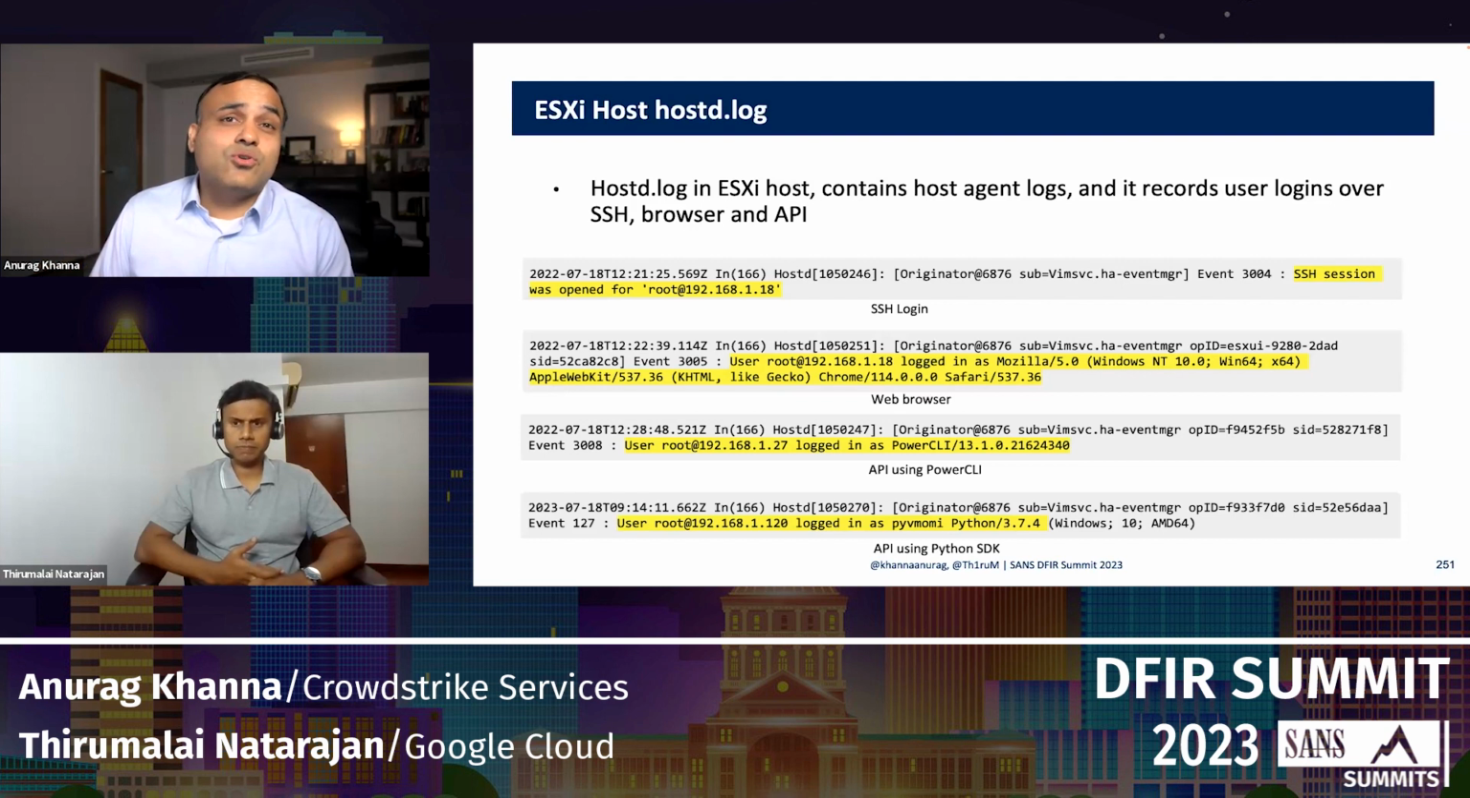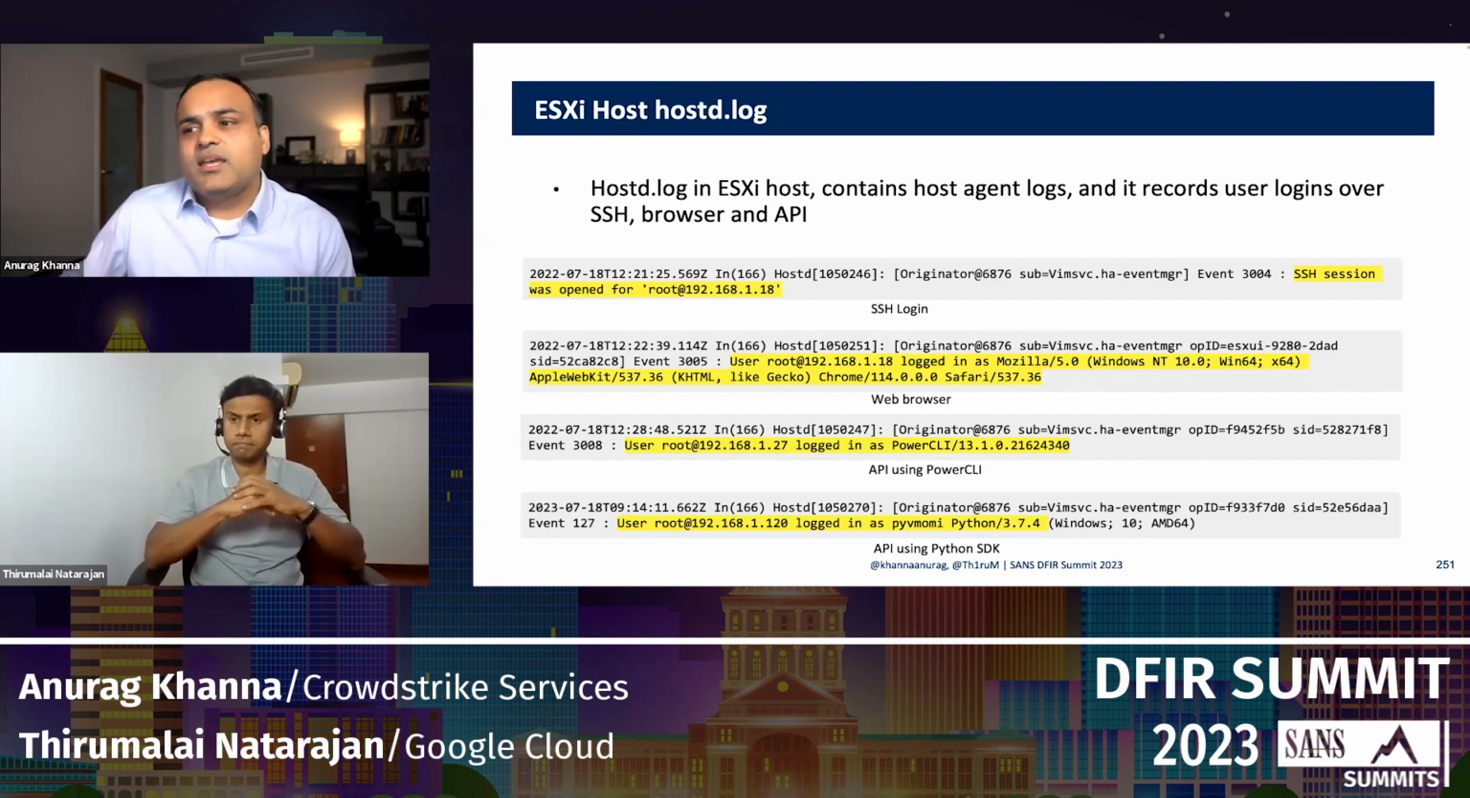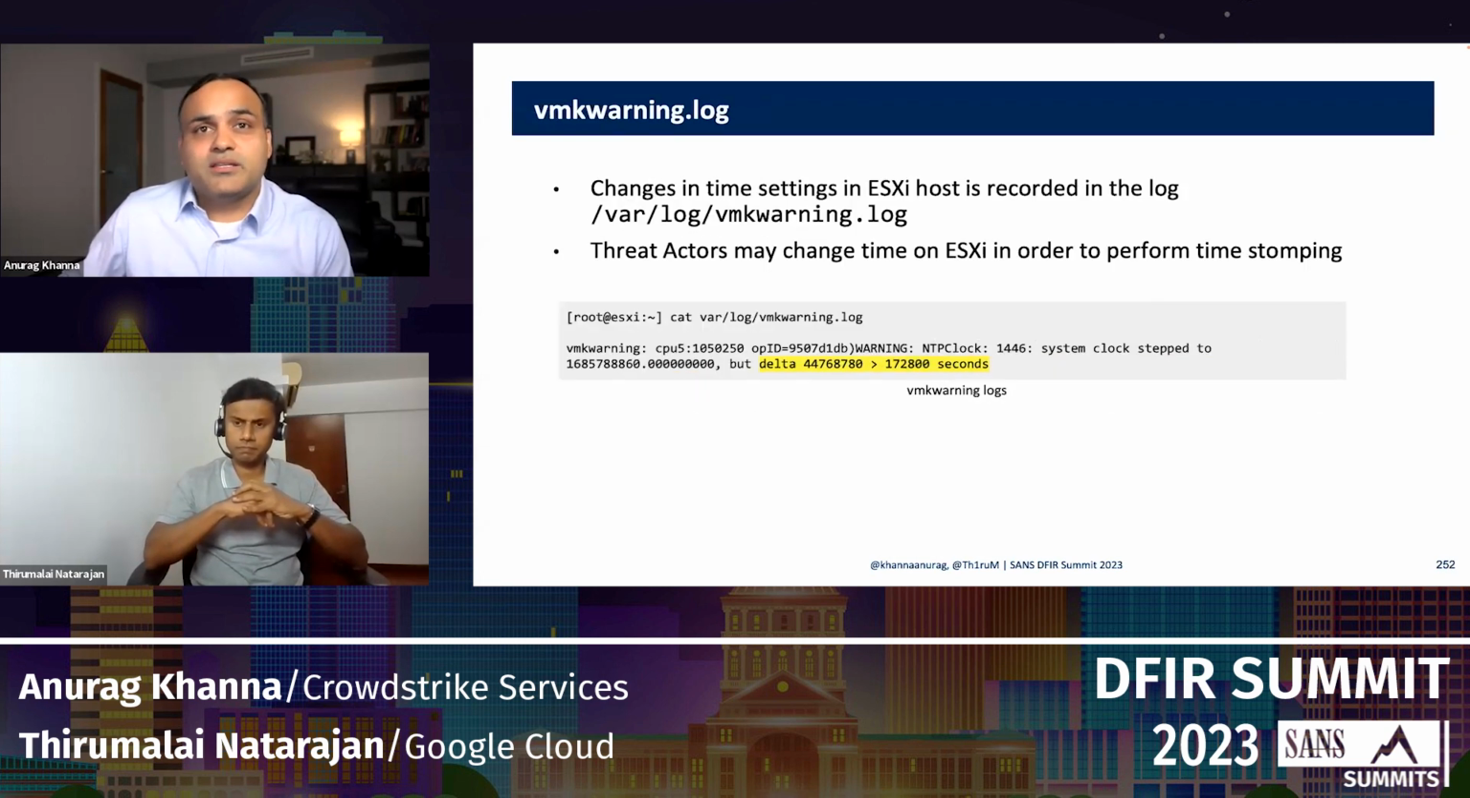This one, hostd.log, is the one which records every kind of authentication. I talked about SSH logins, but also web browser logins and API logins. All this gets recorded in this hostd.log file. What I'm using here is PowerCLI, which is provided by VMware to log in over the API. And then I'm using the Python SDK, and both these events get recorded in this file.